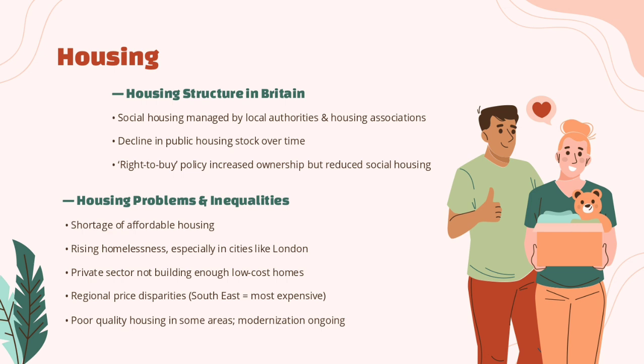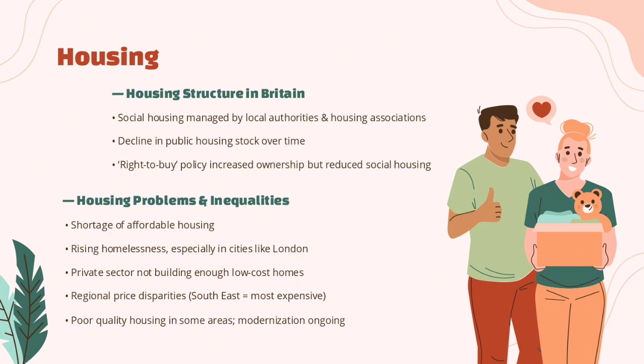Housing in the United Kingdom is divided into three categories. The majority of people own their own home, a small number rent privately, and the rest live in social housing. There used to be a lot of social housing, but it declined dramatically due to the Conservative government's Right to Buy policy. Many people bought cheap homes from the government, but the stock of social housing was depleted.